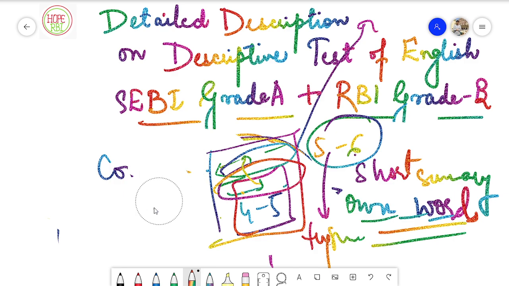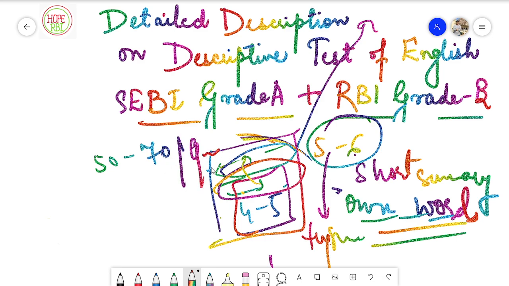Talking about the word limit for this, I guess 50 to 70 words per question are enough to answer the question. Since it is not mentioned that you have to write within a particular word limit, according to the question, these many words are definitely suitable for you to type. That is why you need to practice as much as you can.